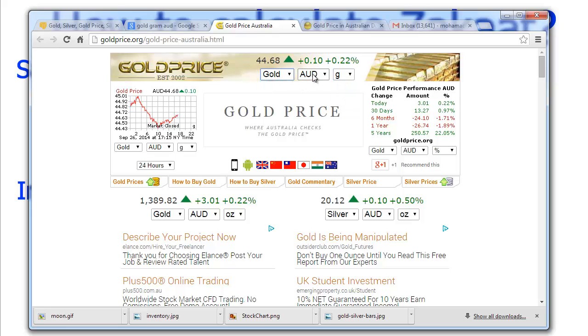So I've got gold, I want Aussie dollars, and I want it in grams. Once you do that, here it is. The answer is just under $45. So what that's saying is that 1 gram of gold will cost you 45 Australian dollars, right?